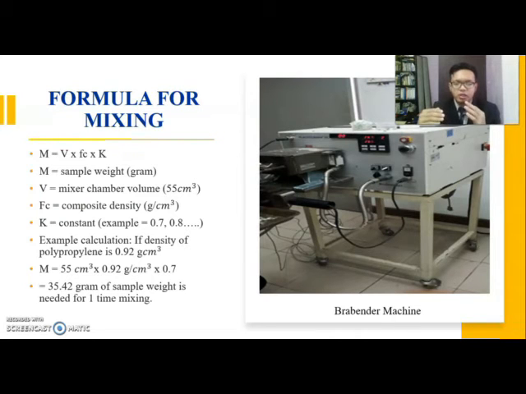manually. To be suitable for injection molding, we need around 200 gram for one specimen. So we need to do the mixing around 5 to 6 times to get 200 gram. The next step is injection molding. Each mixing takes around 7 to 10 minutes. This machine is very difficult to handle, especially for the clean up.